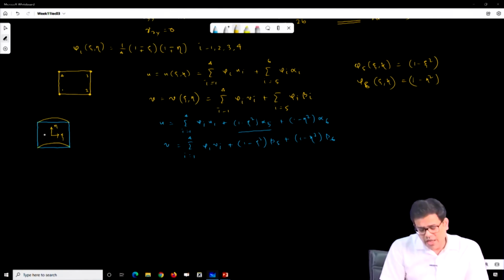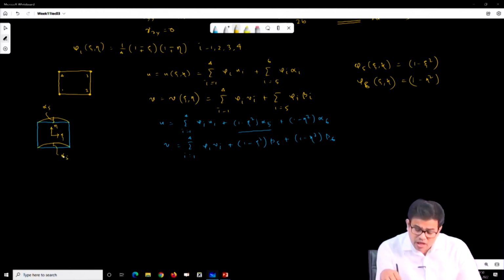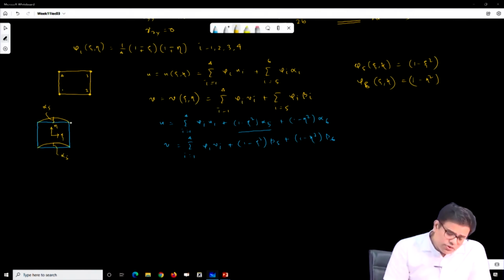So this will look like its shape. And what is this alpha 5? Now when xi equals 0, at this point, this is essentially my alpha 5. And this is my alpha 5. So you see, in case of 1 minus eta square, it may also happen that it will be something like this. So this will be something like alpha 6, and this is alpha 6.